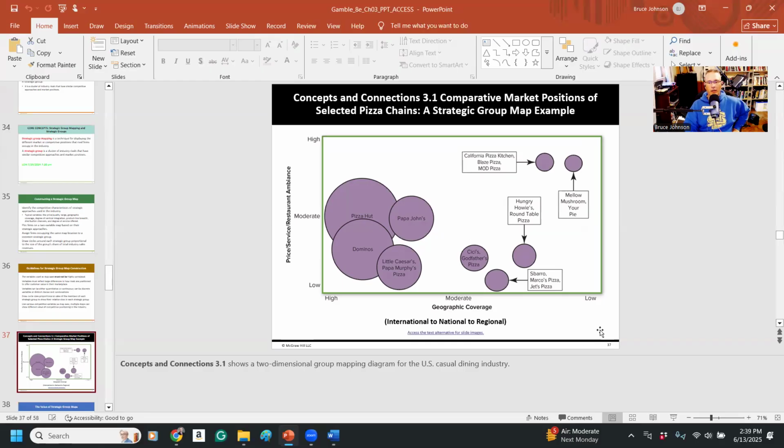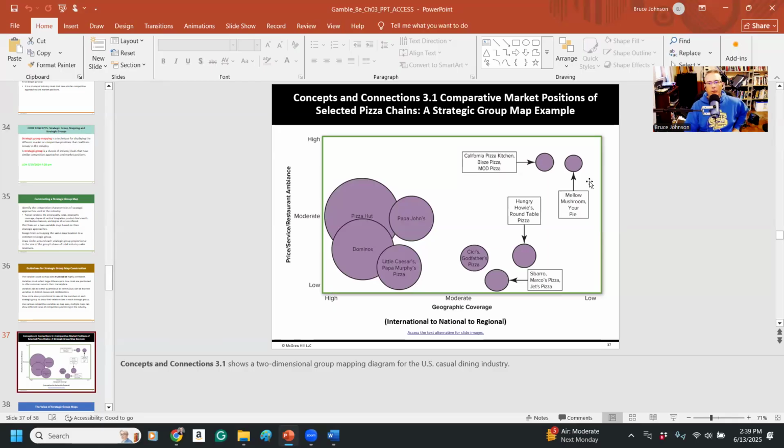So here is, what do we got here? Geographic coverage. I don't like that one. That's stupid. And then you have price or service, so high end versus low end or cheap or inexpensive for pizza would be the two dimensions. So you start placing all of these in their respective environments. That way you can try to figure out, well, who are you directly competing with?